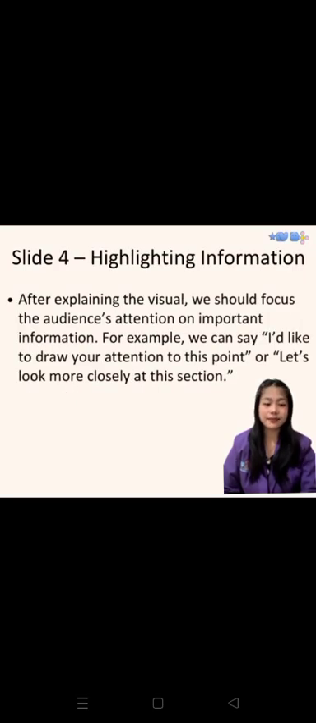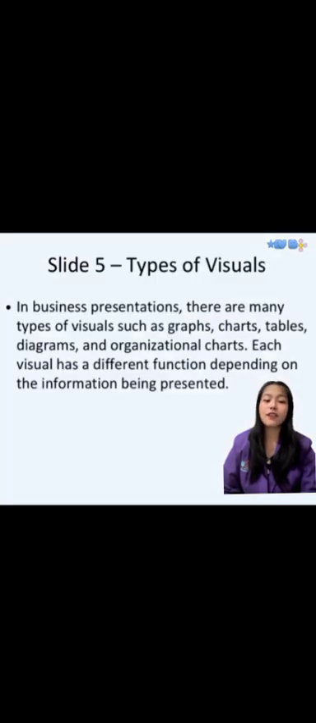Highlighting information. After explaining the visual, we should focus the audience's attention on important information. For example, we can say, "I'd like to draw your attention to this point," or "Let's look more closely at this section."